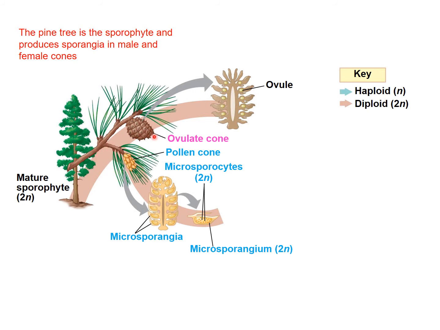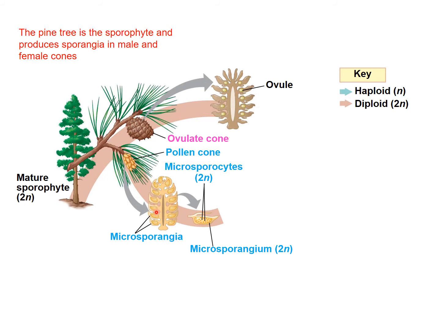So there's two types of cones here. We have female cones, which are a little bit larger. Those are called the ovulate cones. And I've color-coded the male and female parts, blue and pink, respectively. The male cones are a lot smaller, and those are often nicknamed the pollen cones. Let's look at the pollen cone first, and then we'll look at the ovulate cone.